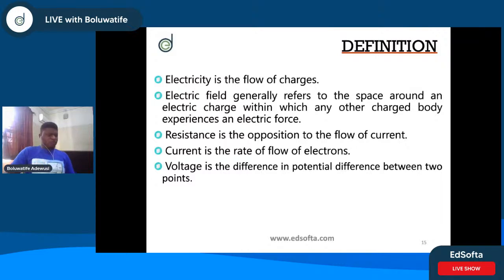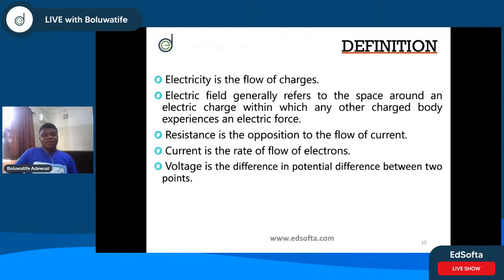So let's go through some definitions real quick. Electricity is the flow of charges. Simple as that. Before I move on, what we mean by charges here are electrons. Going back to the fundamentals of physics, we have protons, neutrons and electrons, and the electrons carry the charges. Some textbooks will tell you it is the flow of electrons, so flow of charges, positive or negative.